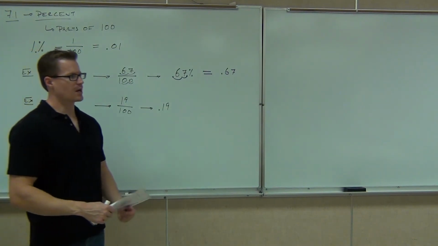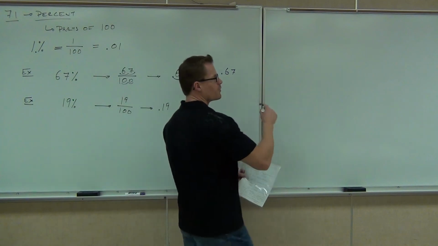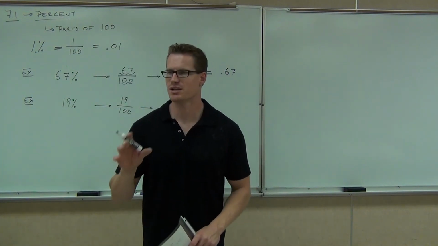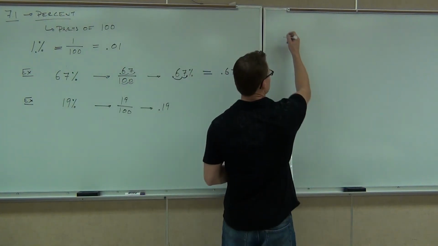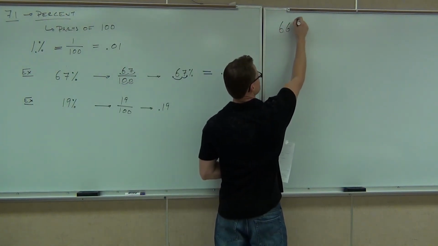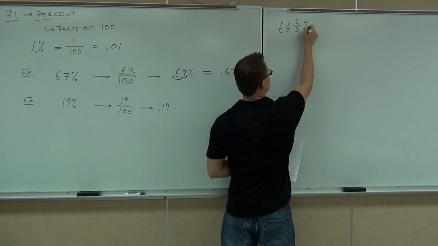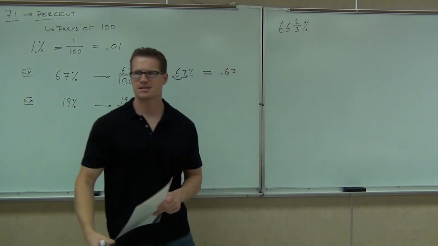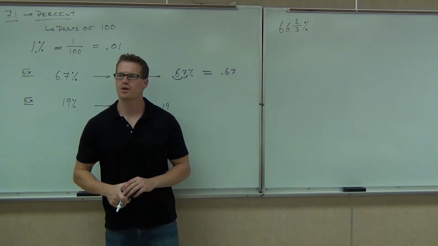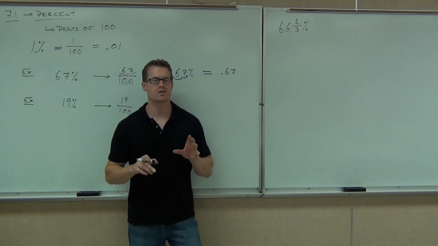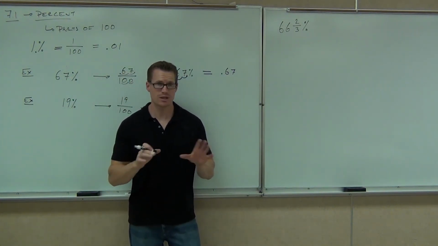There's one other thing, well, a couple of things we can do. One of them, what if you get a weird looking percentage? Because sometimes you'll see this, not often, but sometimes you'll see a percentage given to you as a fraction, like 66 2/3%. Oh my, 66 2/3%. We can actually translate that to a fraction as long as we understand what the percent really means.